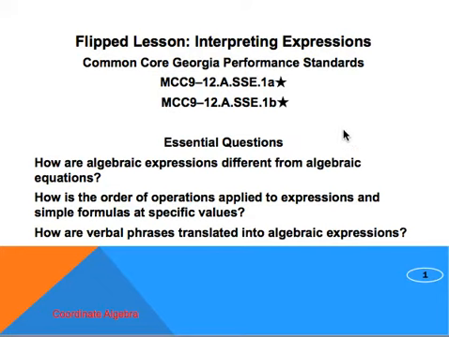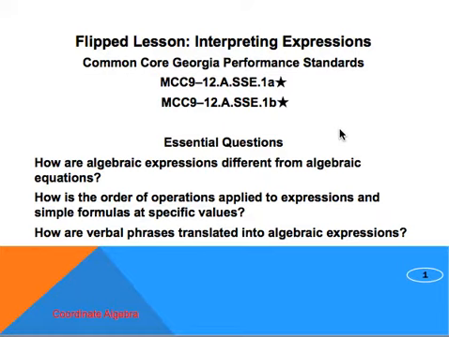Today's flip lesson is on interpreting structures and expressions. Please note the Georgia Performance Standards, the Common Core Georgia Performance Standard. Also, in your notes, you should write the essential questions.